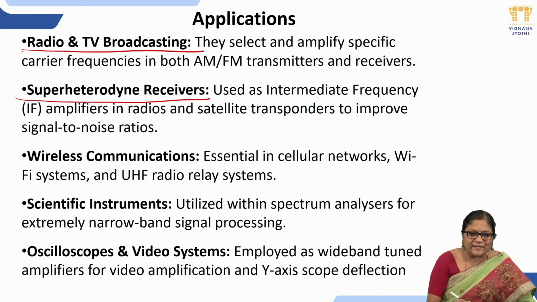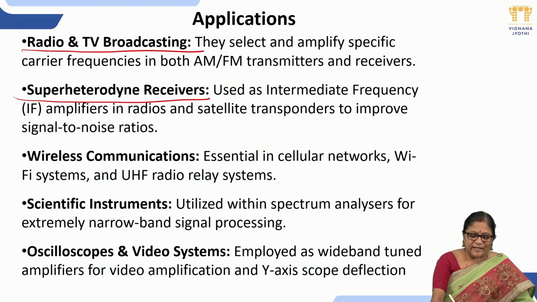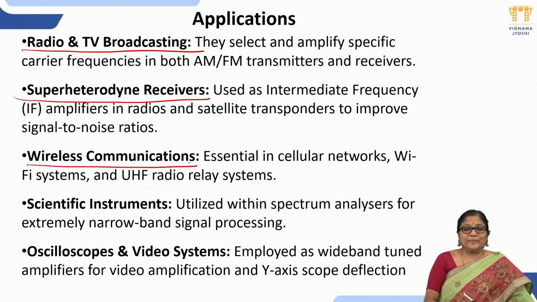Then there are superheterodyne receivers, a popular receiver used for radio and TV broadcasting. Here, the intermediate frequency amplifiers in radios or satellite transponders are used to select a particular frequency at a higher frequency so that the signal to noise ratio is improved. Even in satellite transponders, to improve the S/N ratio in superheterodyne receivers, we use tuned amplifiers. Then, in wireless communications, such as cellular networks, Wi-Fi systems or radio relay systems based on ultra-high frequencies, these tuned amplifiers are widely used.